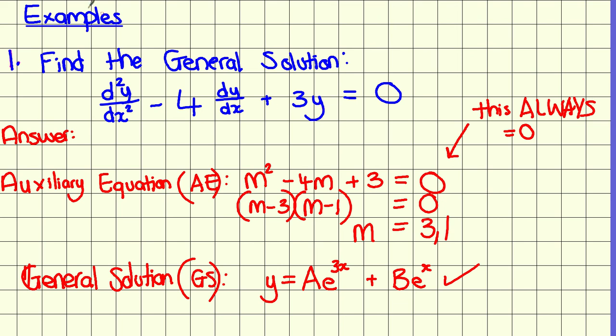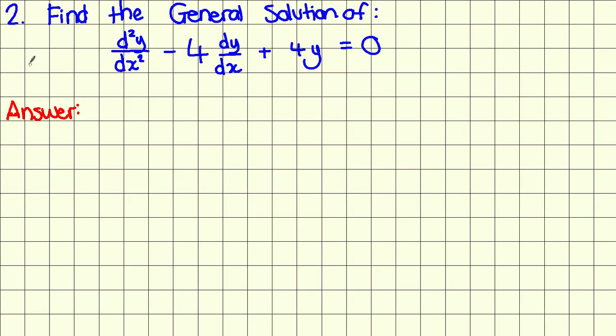Okay, you've still got a second order differential equation. The first thing we're going to do is the exact same. We're going to work out the AE first of all. So it's just taking the coefficients of the left hand side. So here, this just gives us m squared. Here I've got minus 4, so that's going to be minus 4m. And then at the end you just get plus 4. Always equals 0 like this.